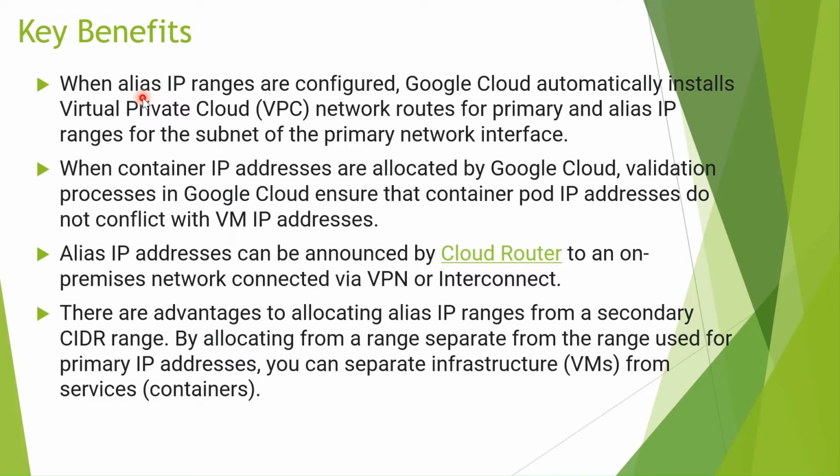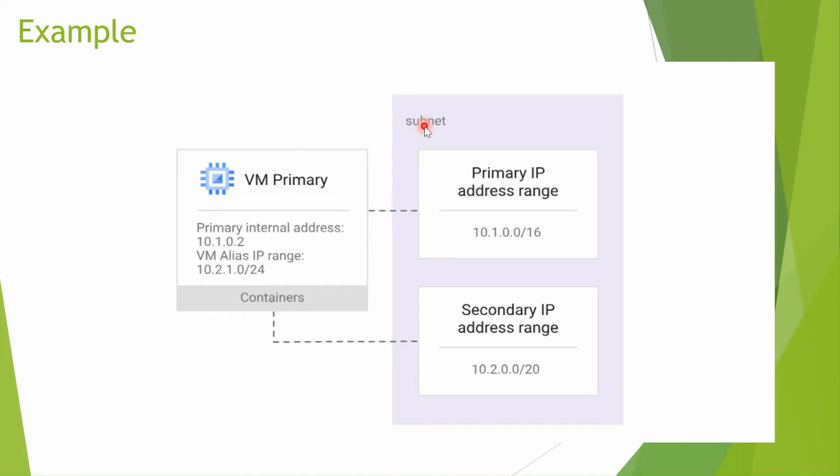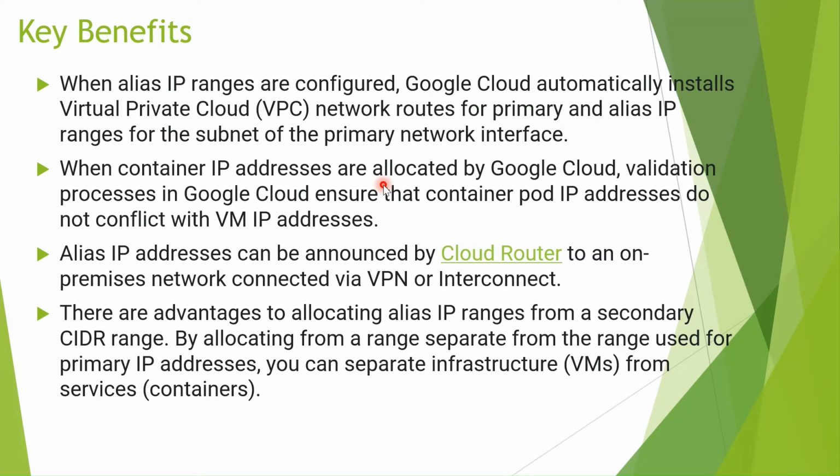There are some key benefits. Whenever you use alias IP ranges, Google Cloud automatically installs VPC network routes for primary and alias IP ranges for the subnet, only for the primary network interface. So if you are using NIC 0, then Google Cloud will install all the routes. But if you are using NIC 1 or NIC 2, as you know, we can add up to a total of eight network interfaces, for those you have to do the routing manually. If you are using only NIC 0, then it will work without an issue. We will see how we can do that.